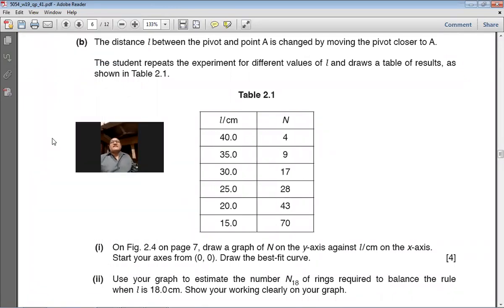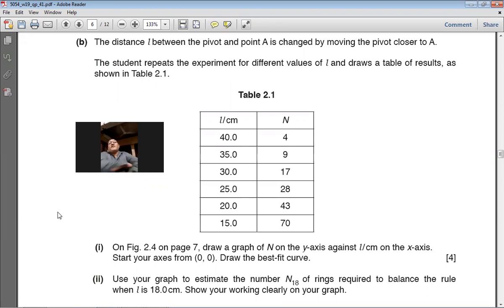The distance L between the pivot and the point A is changed by moving the pivot closer to A. A student repeats the experiment for different values of L and draws a table of results as shown in figure 2.1. So here you can see a table is given to us. Here the values of L are given, and here N means the number of rings. They are given: 4 rings, 9 rings, 17 rings, 28 rings, 23, 70 rings.